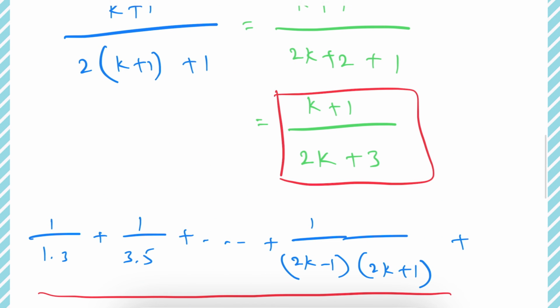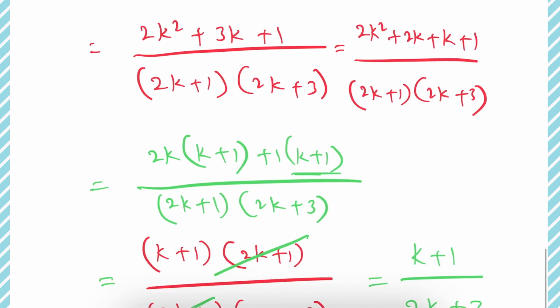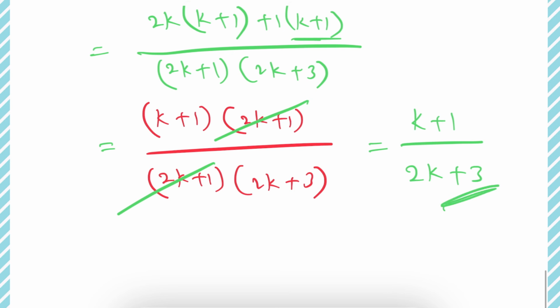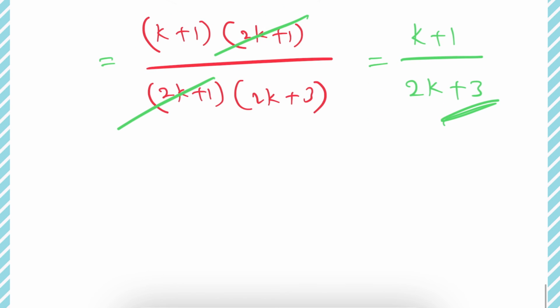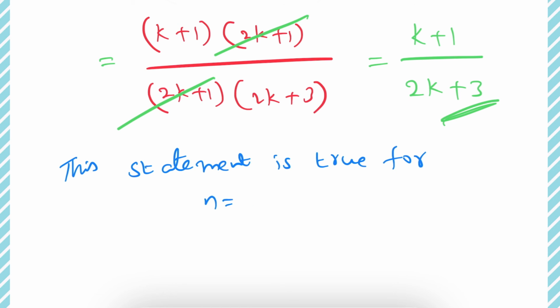Okay, now let us check whether this is the answer we need to get or not. Here we did the box very nicely: k plus 1 divided by 2k plus 3, k plus 1 by 2k plus 3. Of course, we got the same answer. So we can say that this statement is true for n equals k plus 1.